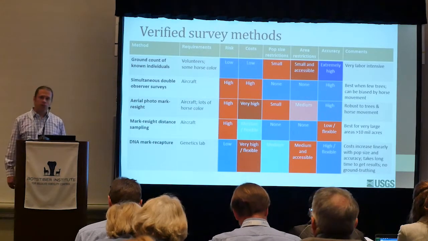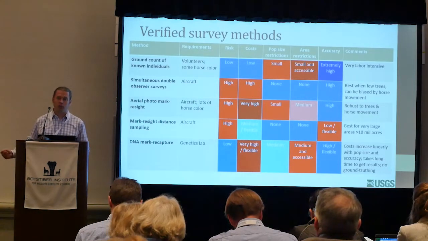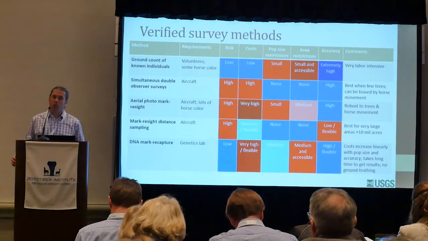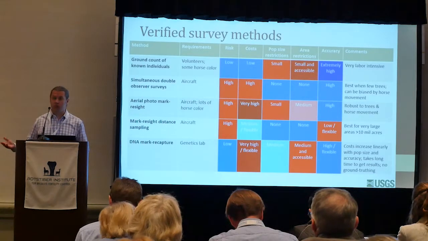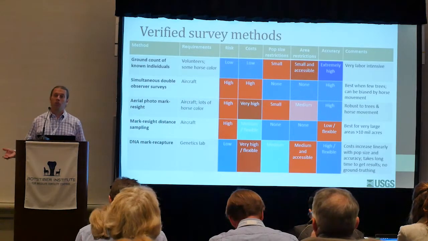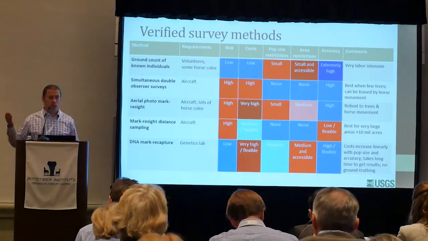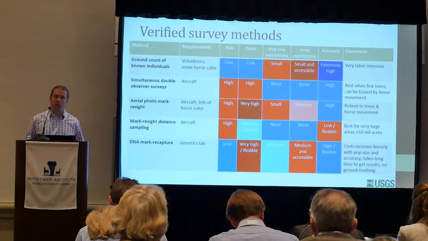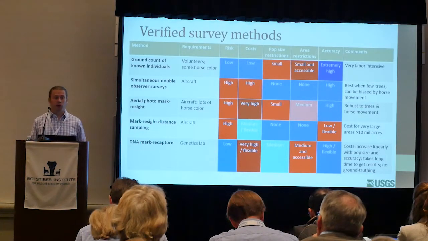DNA mark recapture is how we survey grizzly bears, right? Taking genetic samples from hair samples of grizzlies. You can do that on horses. The costs are quite high, but it's effective. Again, the more you sample, the better your estimate's going to be, but the more it's going to cost. So you can, again, ask, what am I willing to spend? Just to think about it, a DNA sample costs about $100.